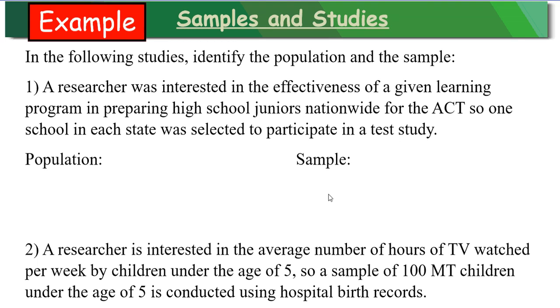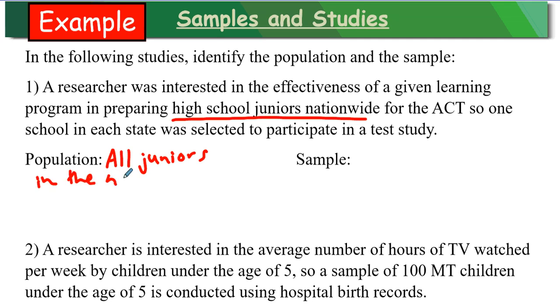The population is what we're interested in understanding. We are interested in understanding all high school juniors in the nation. So population is all juniors in the nation. We want to know how well they do on the ACT. The population is all juniors. Well, we obviously can't sample all the juniors in the nation. So what they did is they sampled, they said one school in each state.